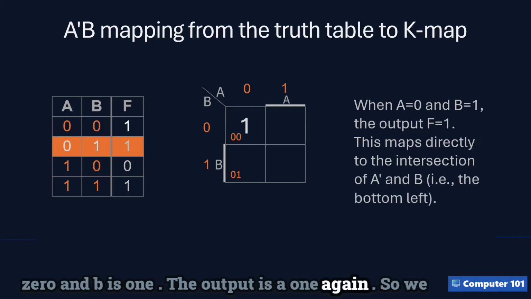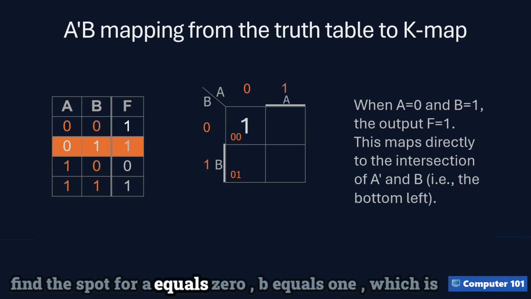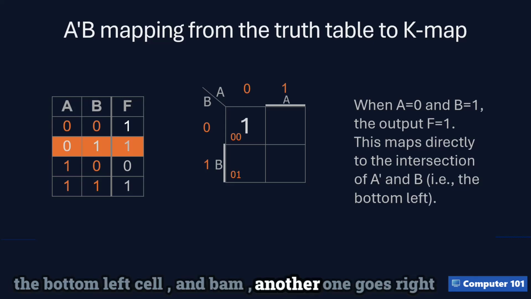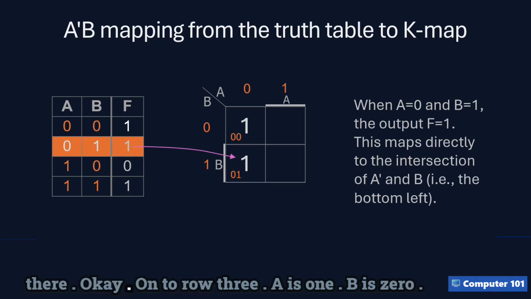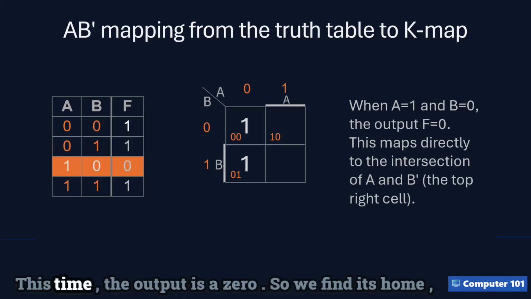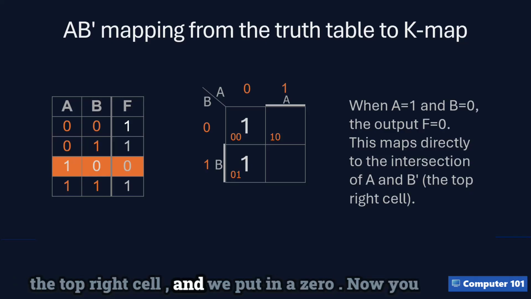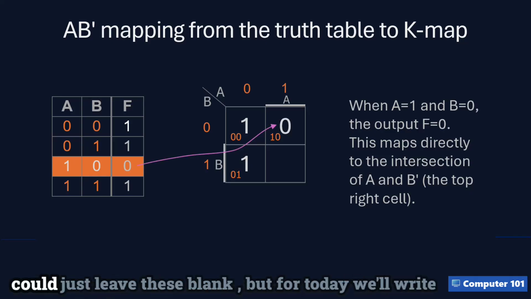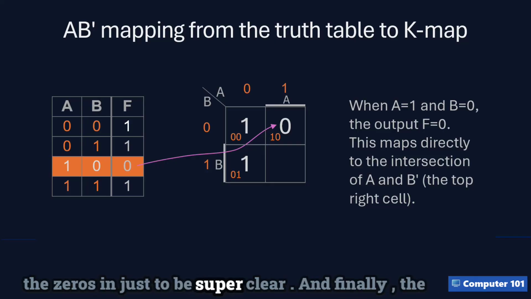Next row. This time, A is 0 and B is 1. The output is a 1 again. So we find the spot for A equals 0, B equals 1, which is the bottom left cell, and bam, another 1 goes right there. Okay, on to row 3. A is 1, B is 0. This time the output is a 0. So we find its home, the top right cell, and we put in a 0. Now, you could just leave these blank, but for today, we'll write the zeros in just to be super clear.